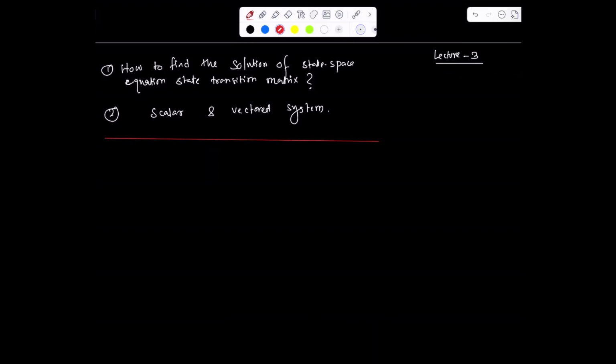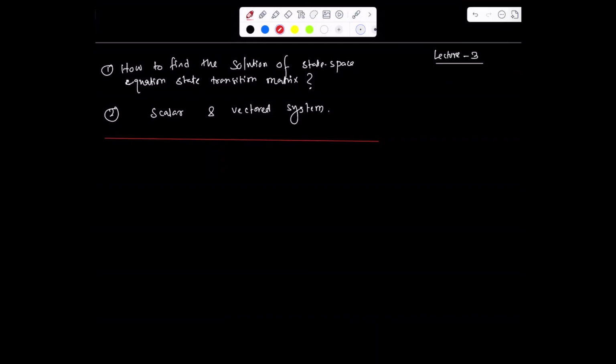Hello everyone, this is the third lecture in this course. In today's lecture, we'll be discussing how we can find the solution of the system, which is defined in the state space form, in terms of the state transition matrix. The state transition matrix is a very powerful term, which finds the solution of the system from any initial time to any final time.